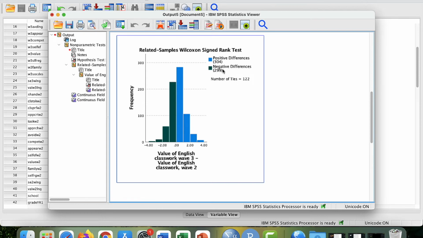There were almost as many negative differences as there were positive differences. So when you see that, you can tell that the average change, or really the median change in ranking over time, is not going to be all that different. If there's about as many people who went up in ranking as there were who went down in ranking, the median ranking change will not be very different.